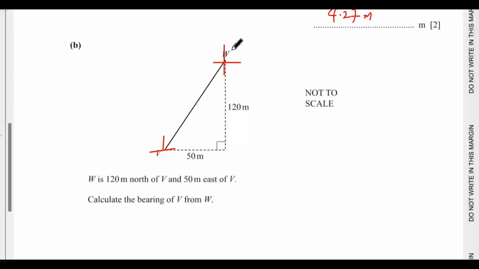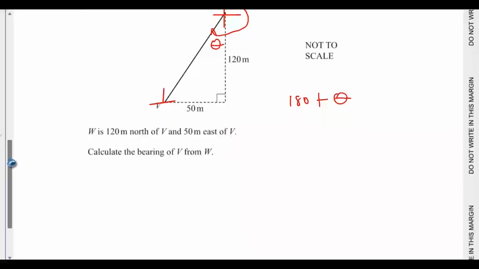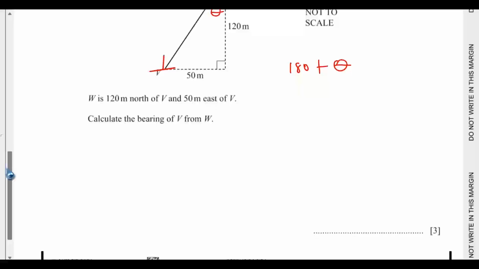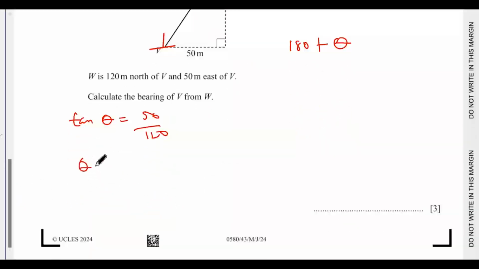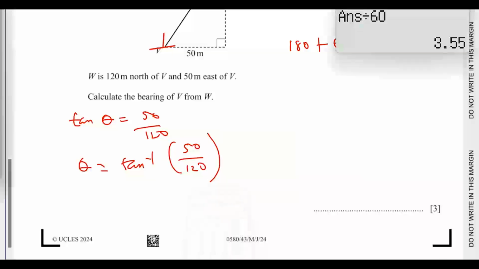So the bearing of V from W will be from here up to here. That means the bearing of V from W will be 180 plus, let's say this is theta, plus theta. So we need to find theta. This is opposite, this is adjacent, so using tan theta equals opposite over adjacent, that is 50 over 120. So theta equals tan inverse of 50 over 120. You can actually do this straight away and you get your answer.